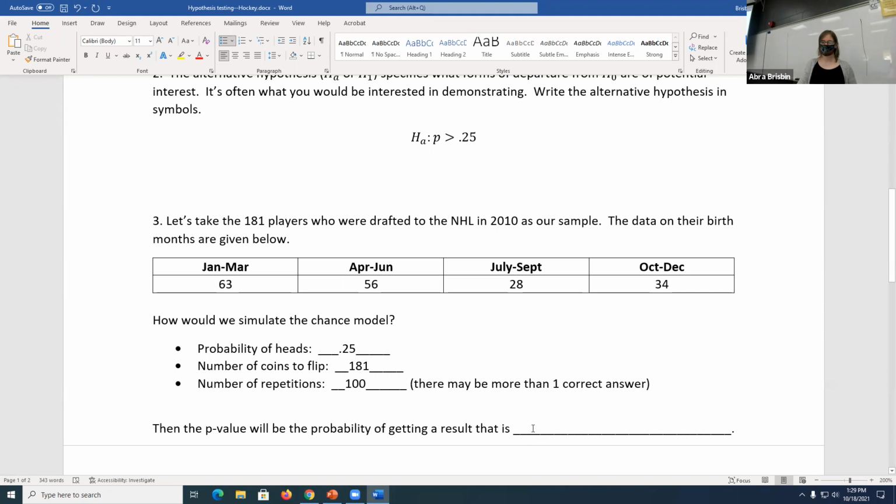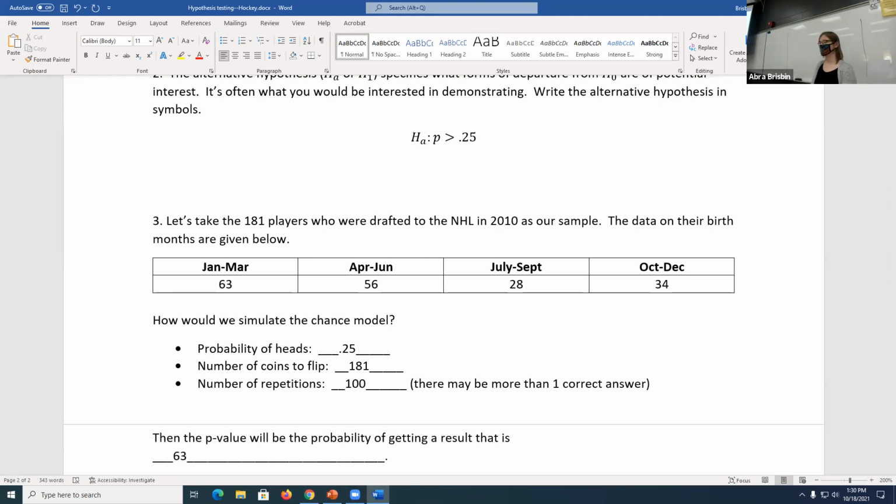All right. So then the p-value is the probability of something. What is that something? Kyle? The probability of actually getting the results that the null hypothesis says. So a result that is 63 heads? Yeah. Is it just 63 heads?